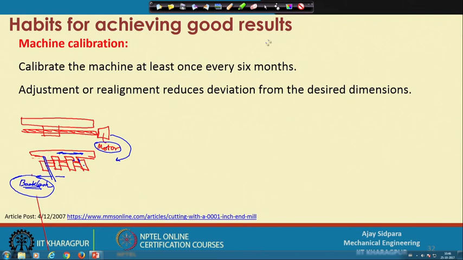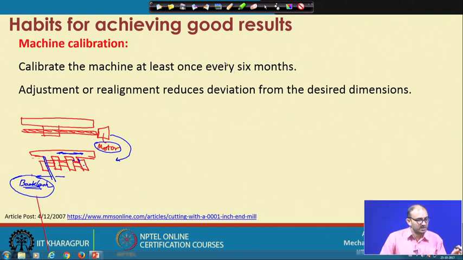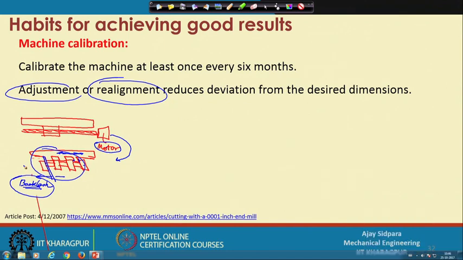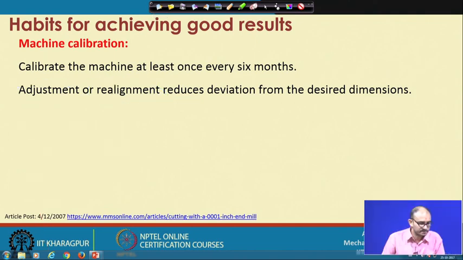So, after every 6 months, make sure that you calibrate the micro machining center, so that you can do some adjustment and realignment. This is one of the problems I am mentioning here, but there are many others. Parallelism between the two surfaces, then perpendicularity between x, y and z axis. Those things will create a problem at a later stage.